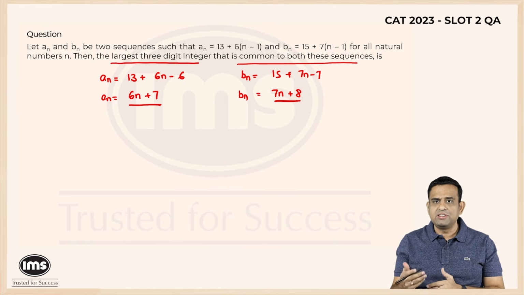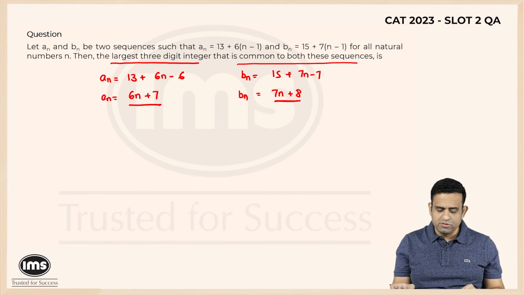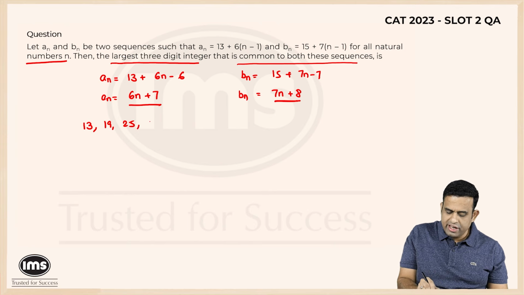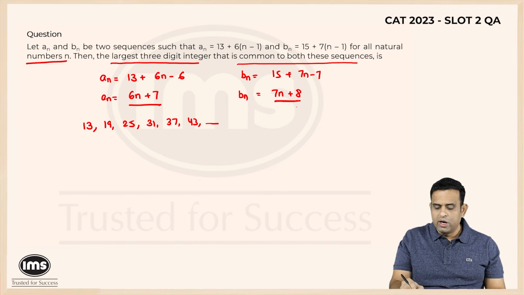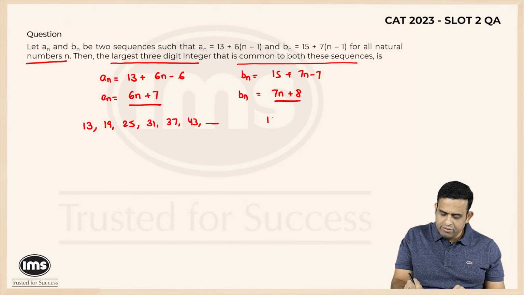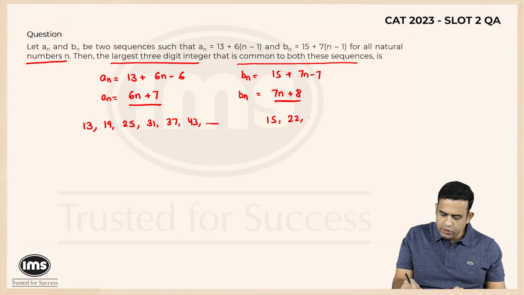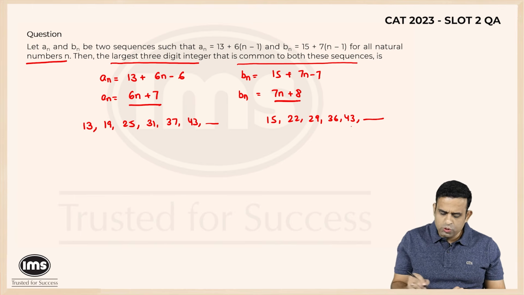The term 6n plus 7, for every value of n, will keep on increasing by the value of 6. So if I put n equals 1, because they are saying for all natural numbers, n equals 1 will give me 13, then 19, then 25, 31, 37, 43, and so on. For the other sequence, n equals 1 will give me 15, and this is going to be an AP with a common difference of 7: 15, 22, 29, 36, 43, and so on.